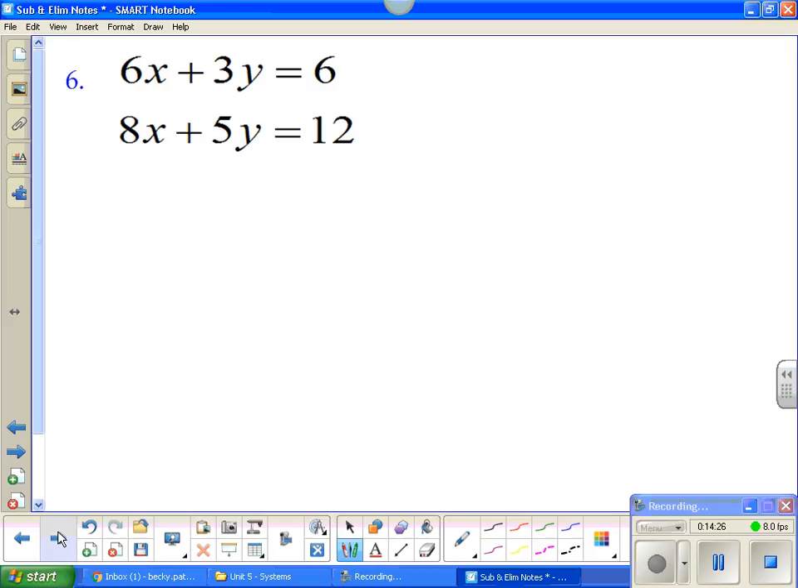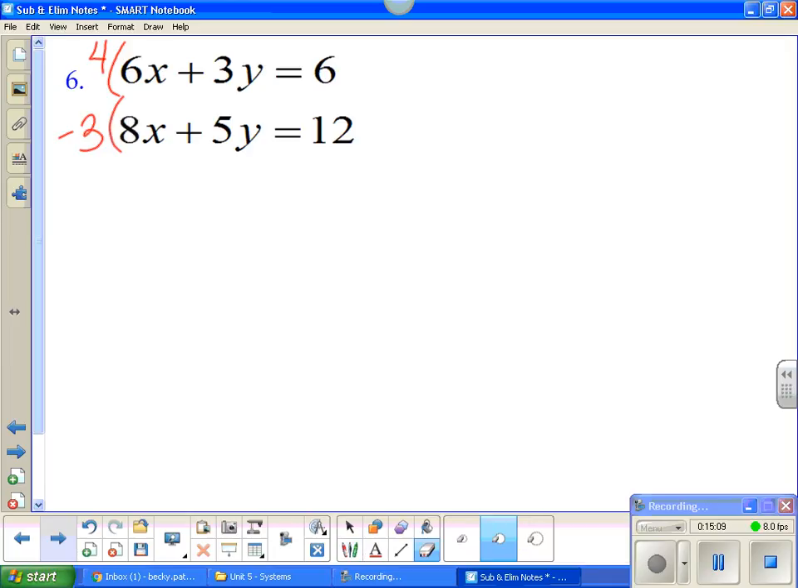Okay, number 6. If I want to get my x's to cancel, I have a 6 and an 8. You've really got to know your multiplication facts to be able to figure this out quickly. So what will a 6 and an 8 both go into? Well, I can't go 16 or 18. I can go 24. I can turn them both into a 24. So if I multiply the top by what to become a 24? He would need a 4. And the bottom would need to be multiplied by what to become a 24? And that would be a 3, and one of them would need to be negative. So that's one way you can go, and that would be perfectly fine.